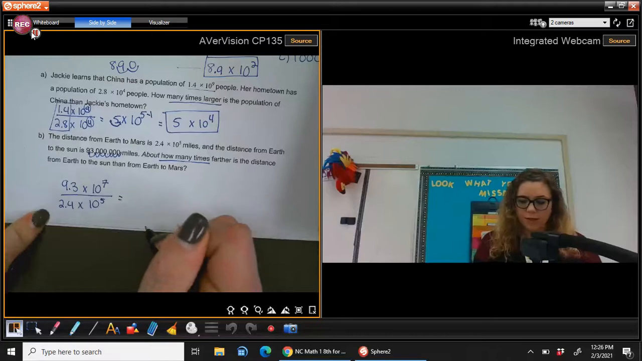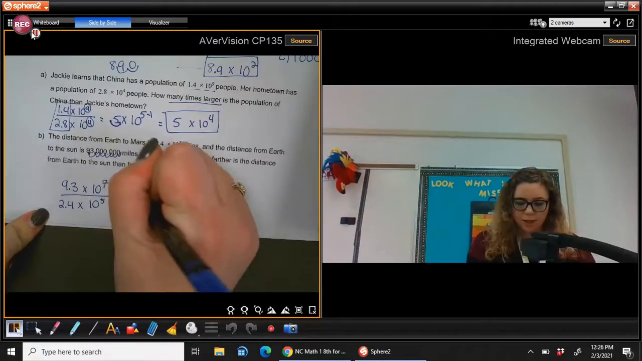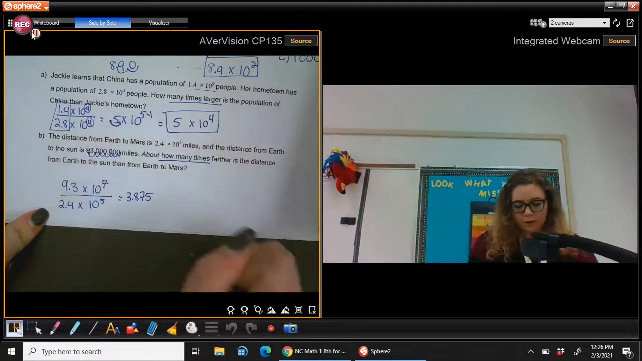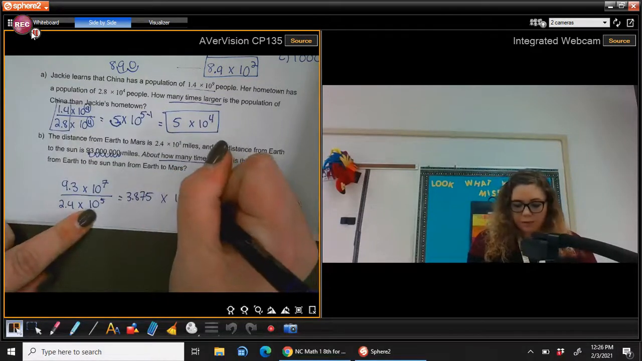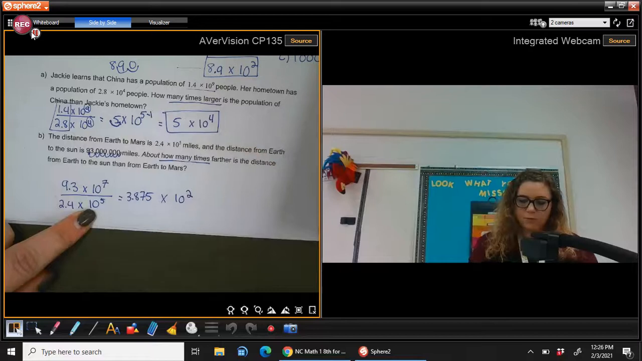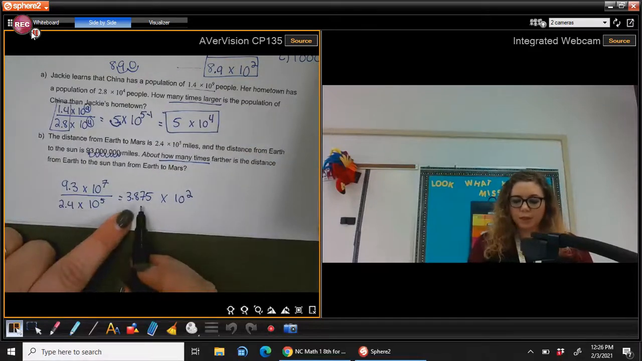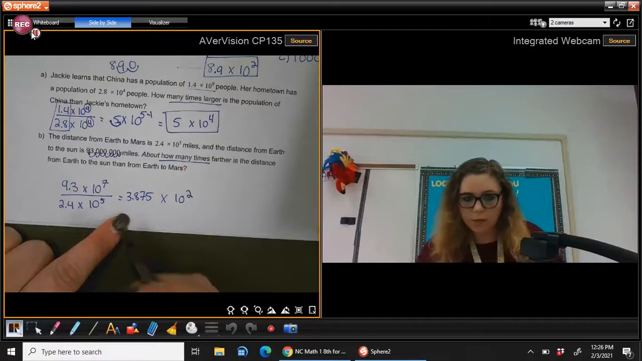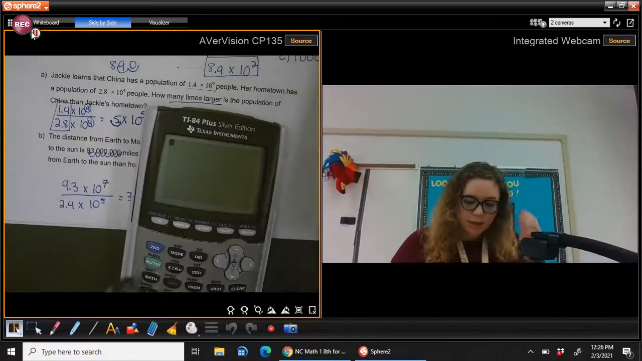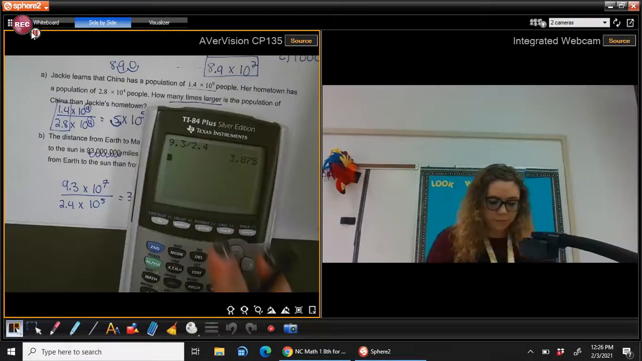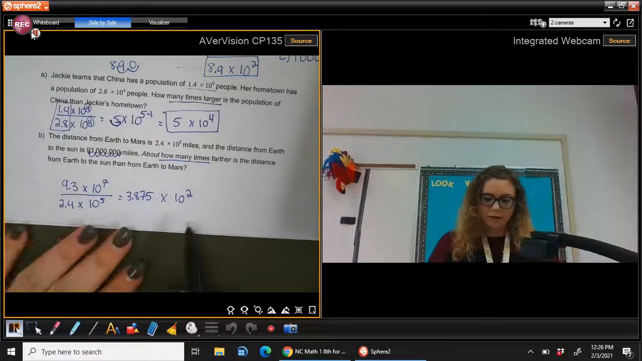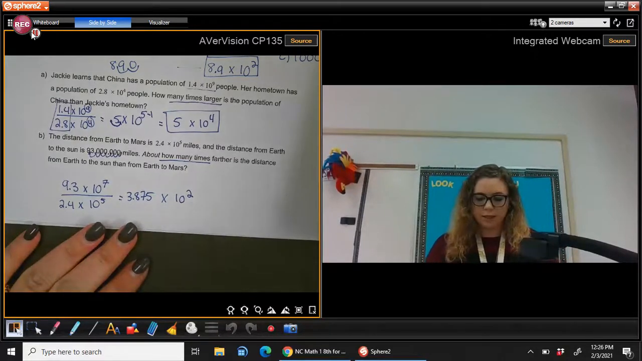Okay, so divide my coefficients, I get 3.875. Then subtract my exponents, 7 minus 5 is 2. Sorry guys, I had to take out my calculator. Alright, yep. 3.875 times 10 to the 2nd.